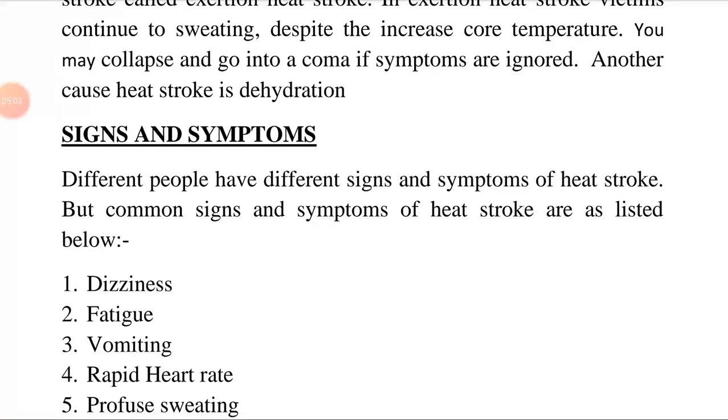Another cause of heat stroke is dehydration. The other reason for heat stroke may be excessive loss of water from the body, which is called dehydration.